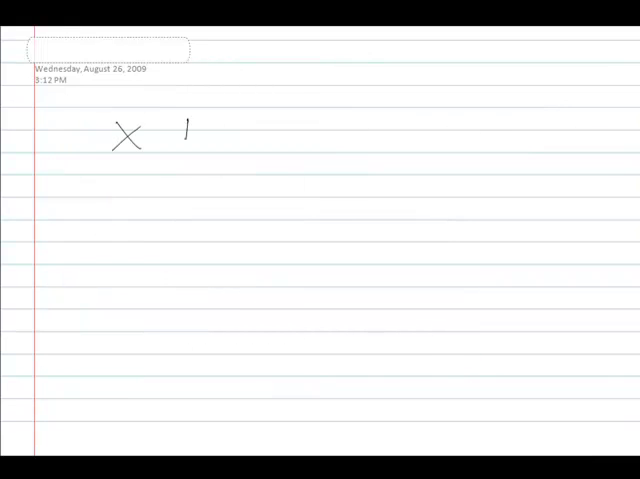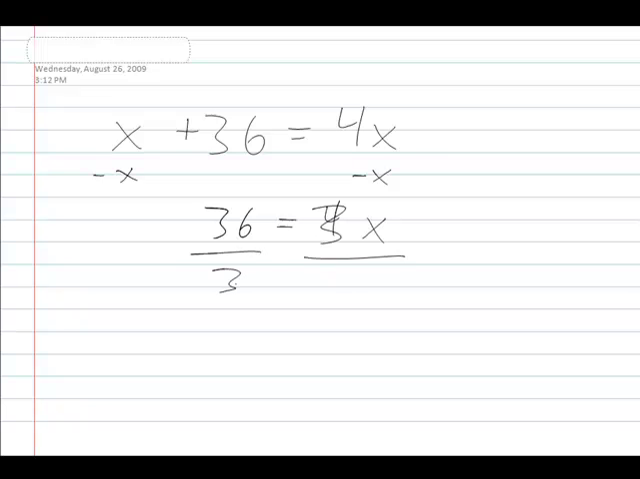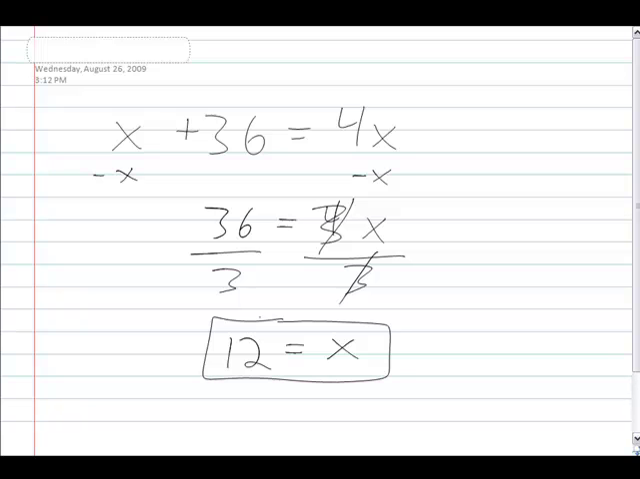So now what are we left with from this? Well, we're left with x plus 36 equal to 4x. Now all we have to do is solve for x. So I'll subtract x from both sides. I'll have 36 equals 3x. And then I'll divide both sides by 3. So now I get 12 equals x. So that's the solution I got.